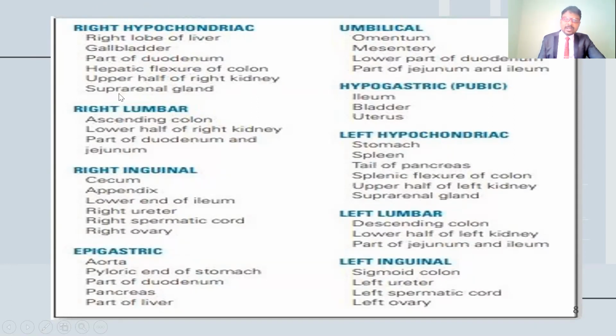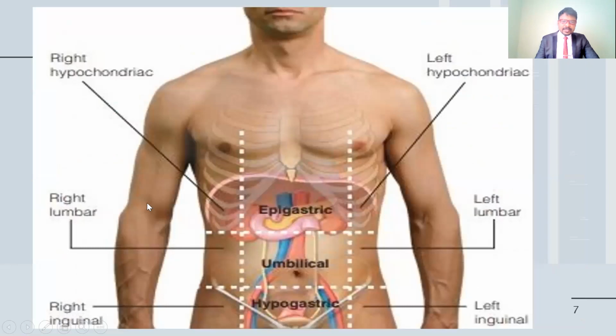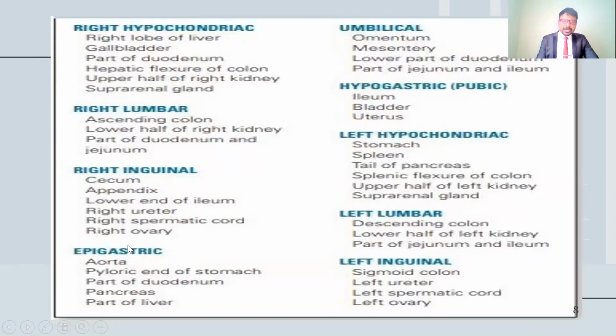Next, the right lumbar region has the ascending colon, lower half of the right kidney, part of the duodenum, and jejunum. So these parts are in the right lumbar region. Coming to the right inguinal region, there is the cecum, appendix, lower end of the ileum, right ureter, right spermatic cord, and right ovary. So these are the right side ones.